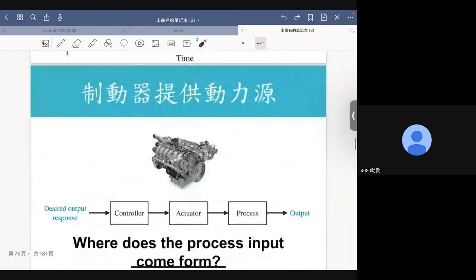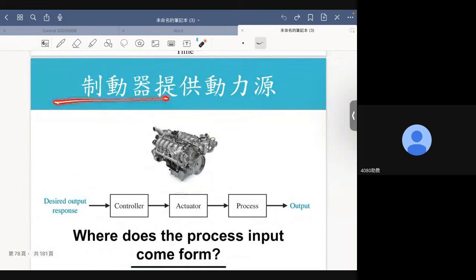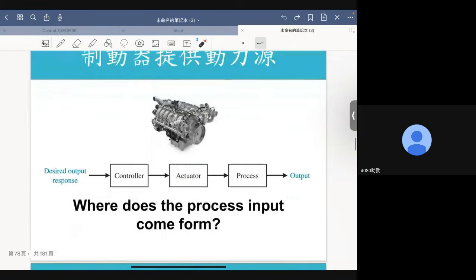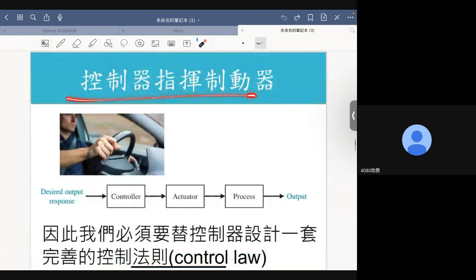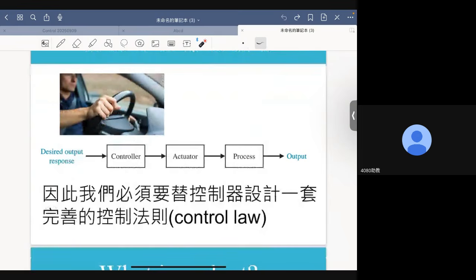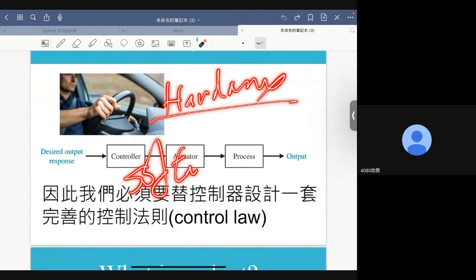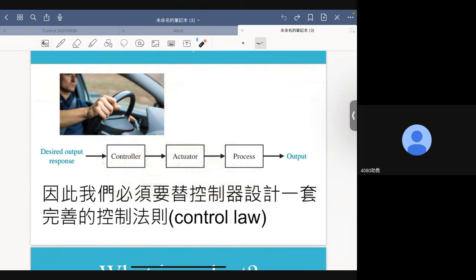How? Next, okay. Now this is about actuator. Okay, here it says that actuators provide this power source. Otherwise you will ask the question where the process input come from. It comes from the output of the actuator, and the controller sends commands to the actuator, tells the actuator what to do, just like the driver tells the engine what to do. Okay, and to design a controller, it is divided into two parts. One is, of course, hardware, but our focus is on software. The software means that for a controller, we need to design or develop a control law for the feedback control system. And that is the central focus of this course, okay?